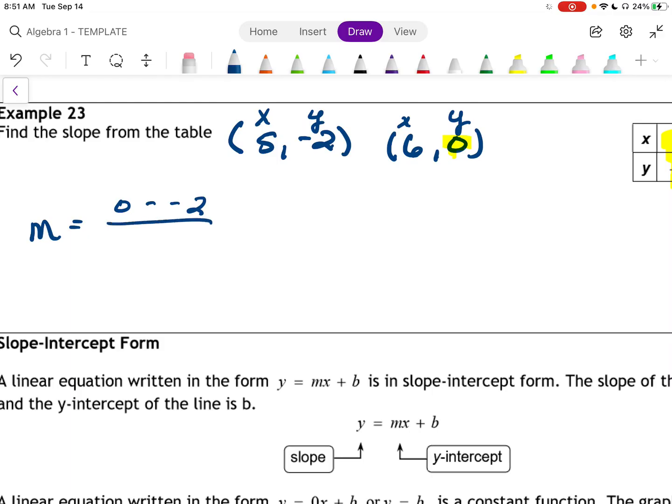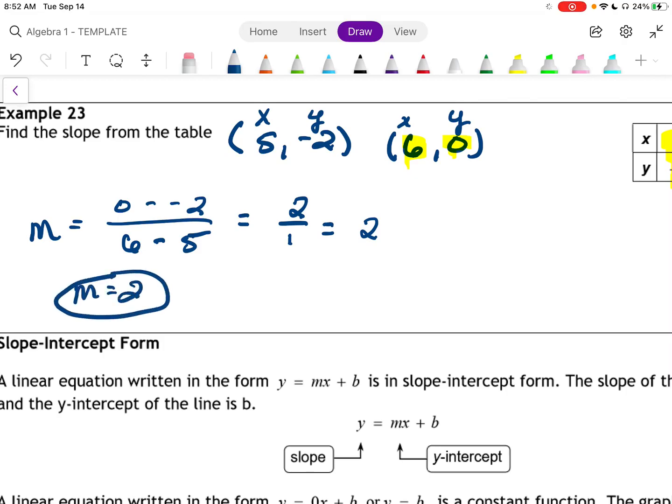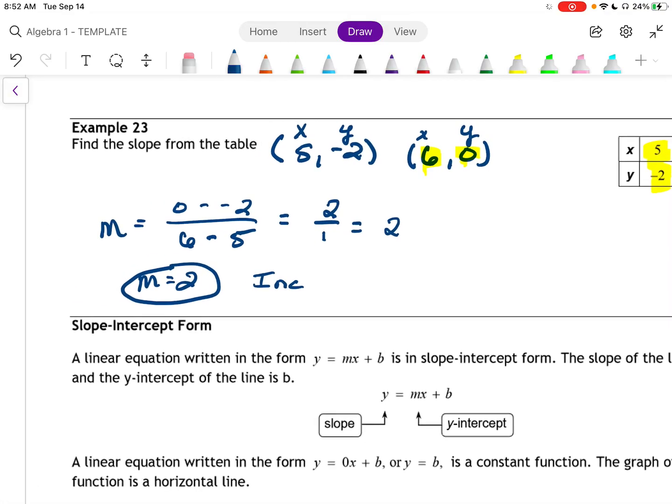Now I go to my x's. 6 minus 5. The rest of the problem is just simplifying. So 0 minus -2 is going to be a +2. 6 minus 5 is 1, and we can write that as just a plain old 2. So our slope m equals 2, and this would be an increasing line, an increasing function.